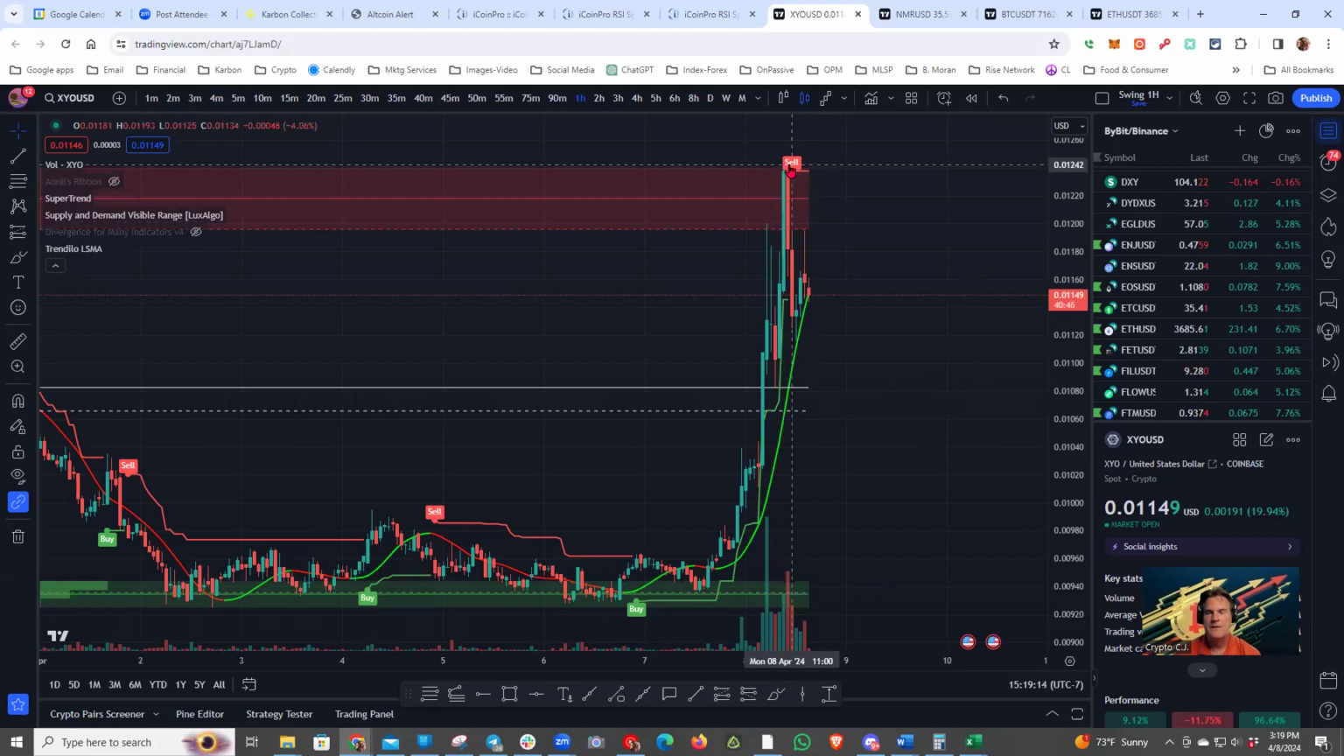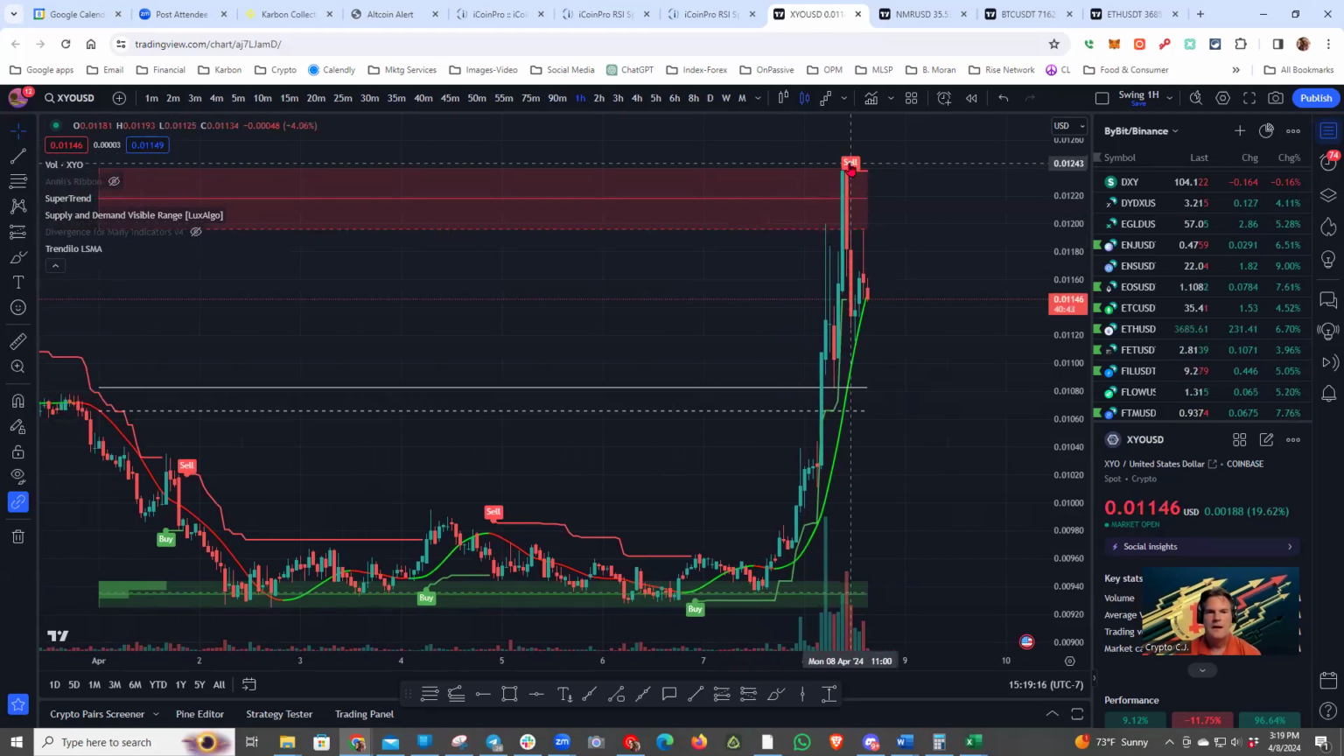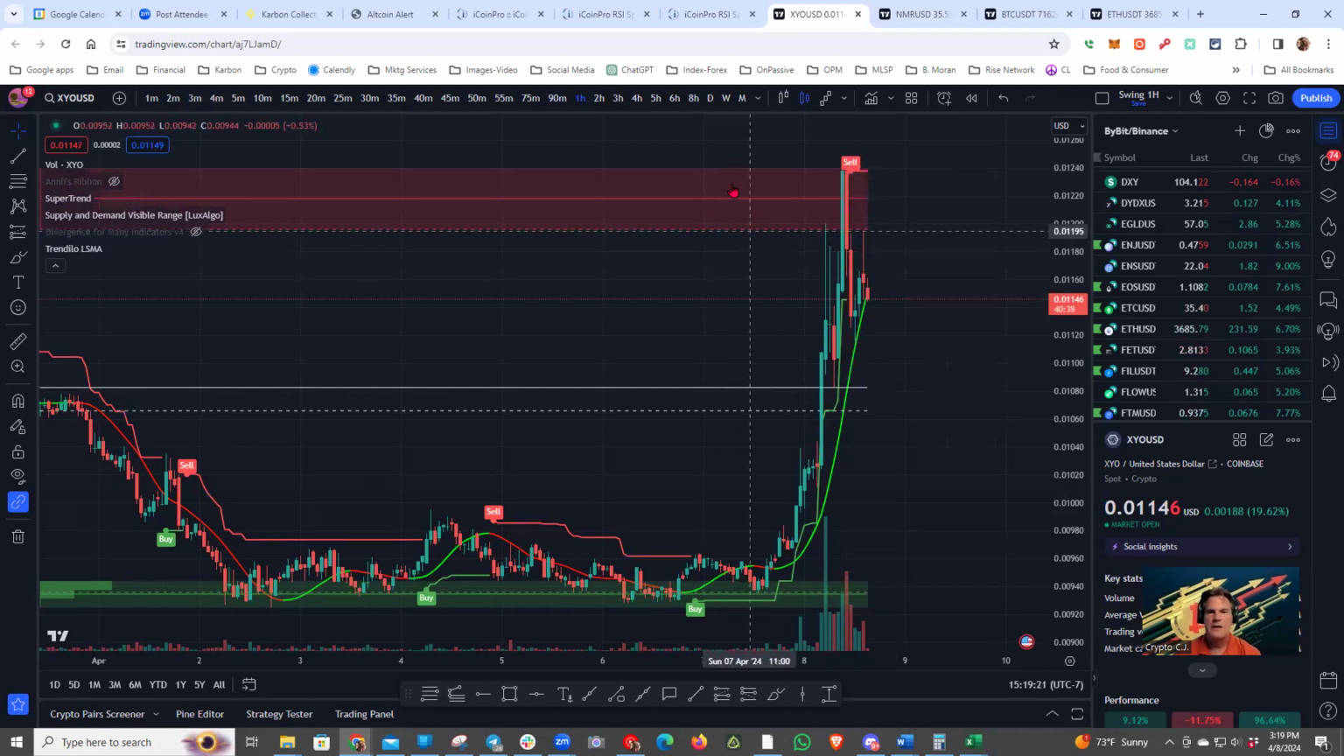Huh. And that's on the Supertrend, which is the indicator I use for alerts. And then I look at the supply and demand visible range, which I use for resistance and support. And then I look at this other indicator, the Trendio LSMA, which is a moving average. So if they're all in agreement, then I tend to enter the trade. What I would do in this situation is probably wait for a buy on the Supertrend.